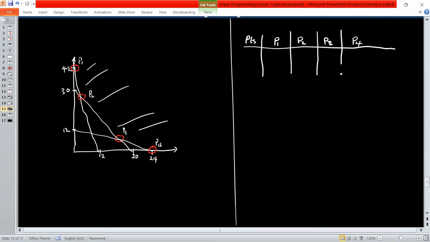So let's draw down. All right, so this is XY. So for P1, XY is 0, 42, where 42 is for Y and 0 is for X. And for P4, which is here, we have 24, 0. For P2, we have 6, 21. And for P3, we have 18, 3.